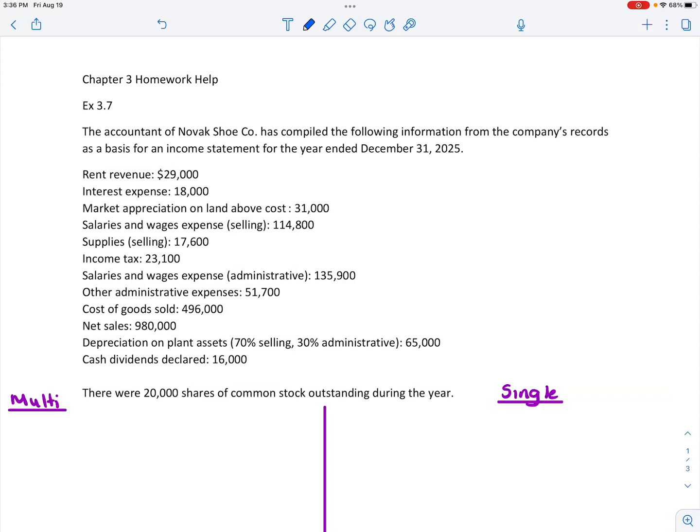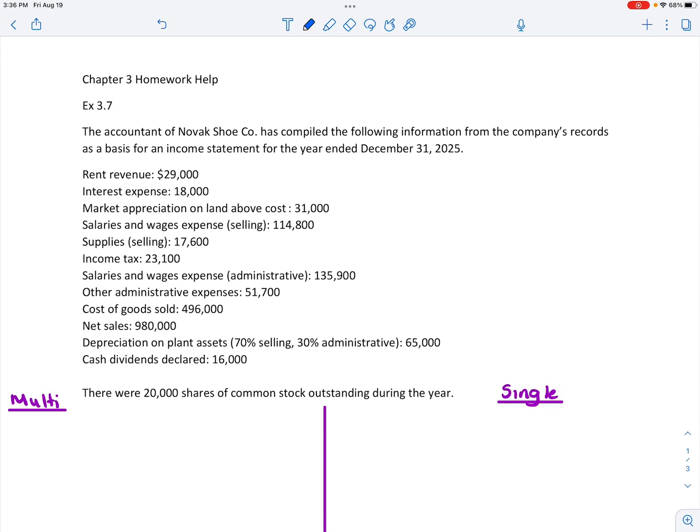In Chapter 3, the big focus is on the income statement. We're looking at the difference between the multi-step approach and the single-step approach. I'm going to walk you through both of those using the same numbers so you can really look at the difference between the two formats. I'm going to start with the multi-step approach.